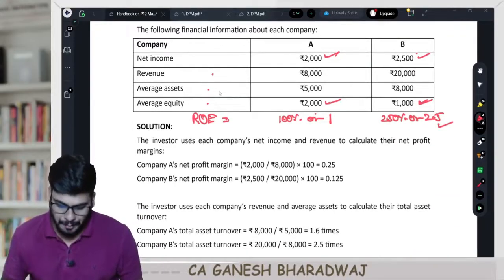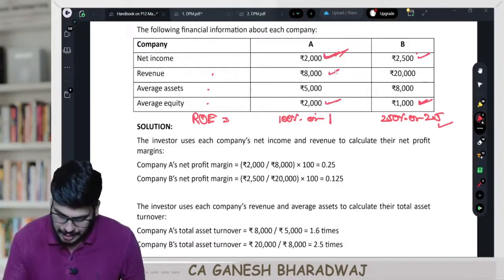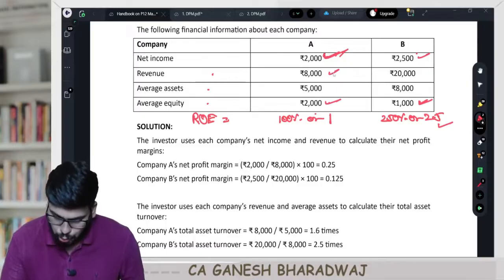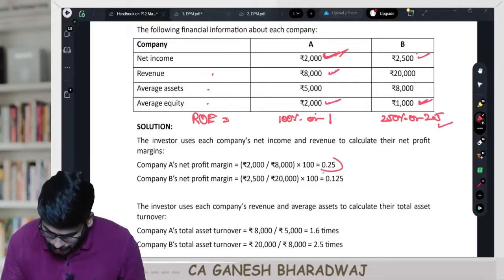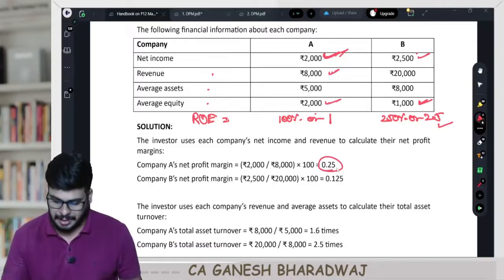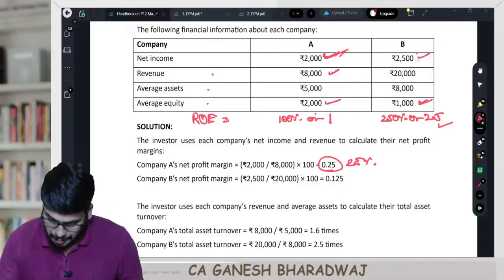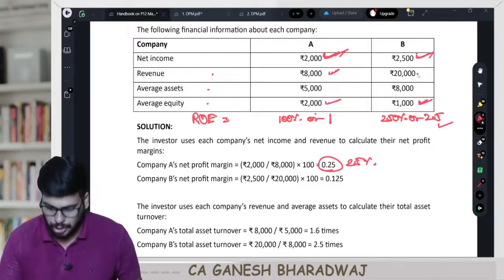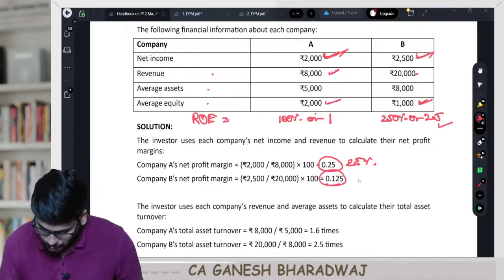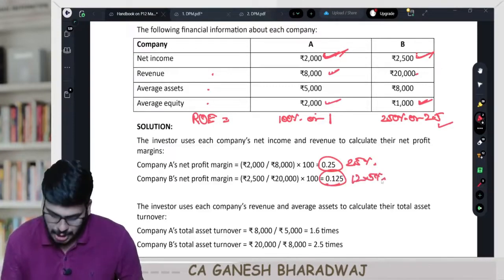With respect to profitability, it is net income divided by sales. For company A, it's going to be 2000 divided by 8000, so 0.25, 25% is the profitability for company A. For company B, what is the profitability? 2500 upon 20,000, it's going to be 12.5%. Are you clear with this?